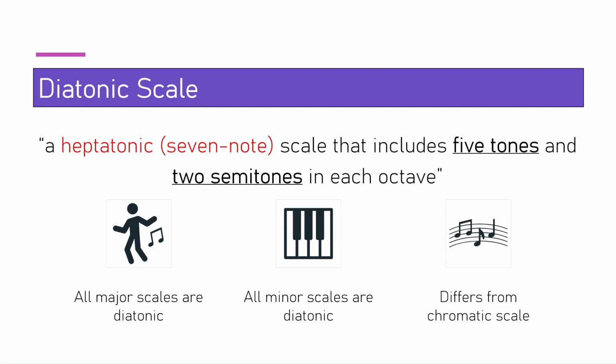Now, this is different from chromatic scales. I'm sure you've done chromatic scales a few weeks back, where you look at 12 notes, and each of those notes is a semitone. The octave in each of those scales is made up of purely semitones and no tones. So this is like the opposite of the diatonic scale.